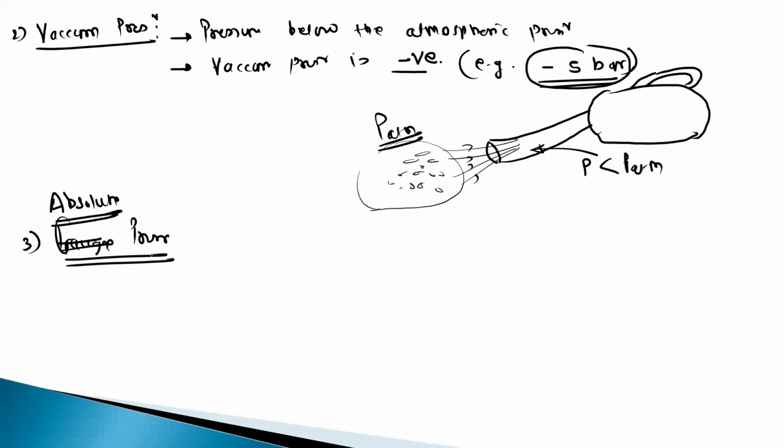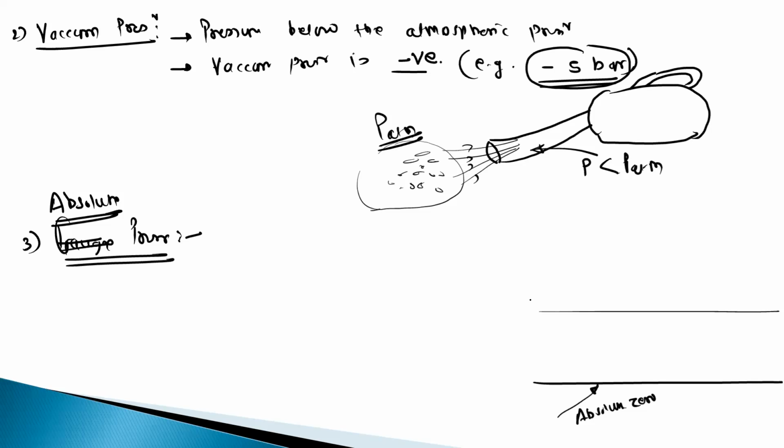So absolute pressure means if you measure any pressure with respect to the absolute zero, then we call this absolute pressure. So this is the absolute zero pressure line. So this is absolute zero pressure. Then this is the atmospheric pressure. So this is the P atmosphere.